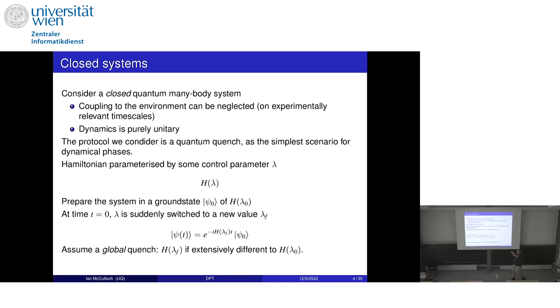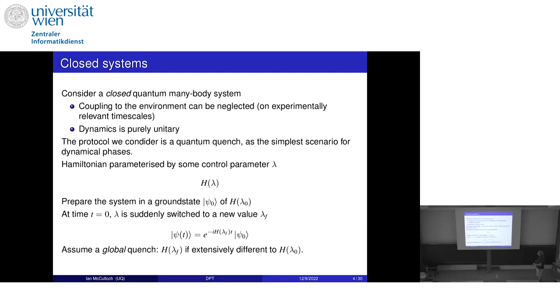So my psi at t is my time evolution operator with respect to my quenched value of lambda applied to my initial state. And I'm going to assume that this is a global quench. So my Hamiltonian is extensively different to H. So for example, I've changed some coupling constant, or I've turned on a field or turned off a field or something like that. That's the typical scenario.